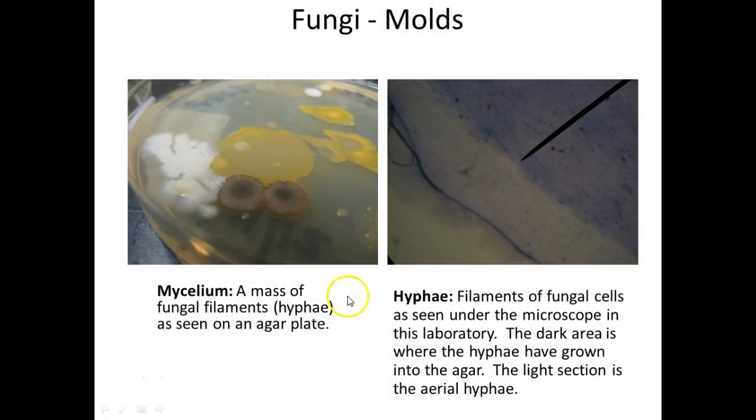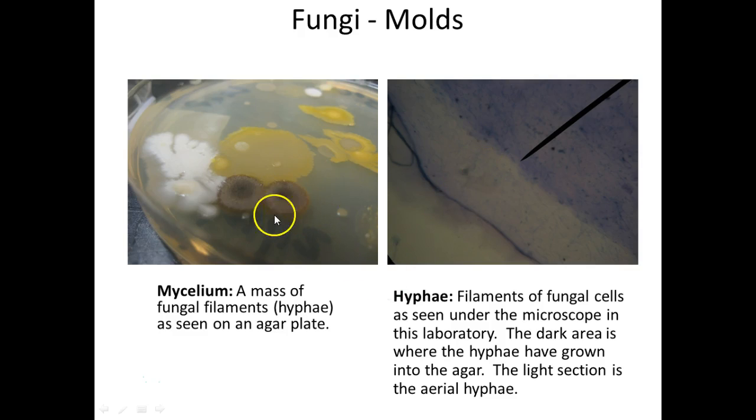So under the microscope, right, this is actually a slice, and I have this slide where you can see under the microscope the very thin microscopic filaments that we call hyphae. And in this section where it's dark, it's actually in the agar. This section is where it's growing up above.